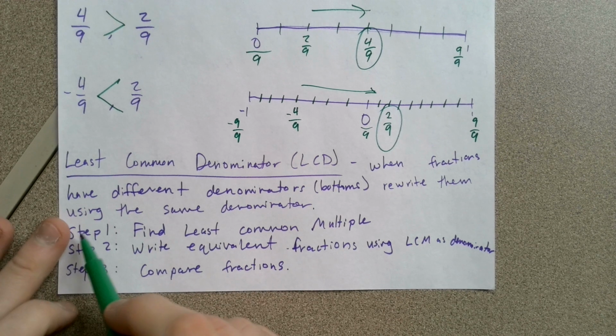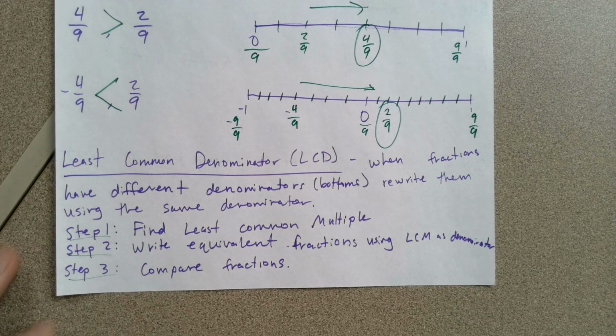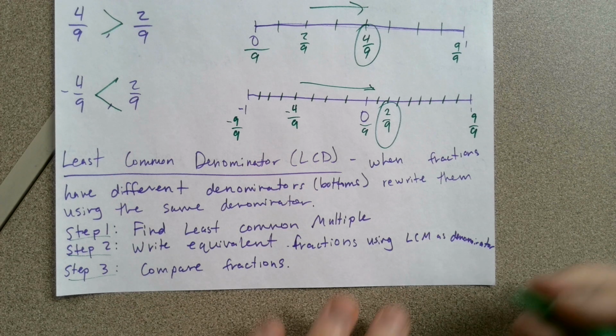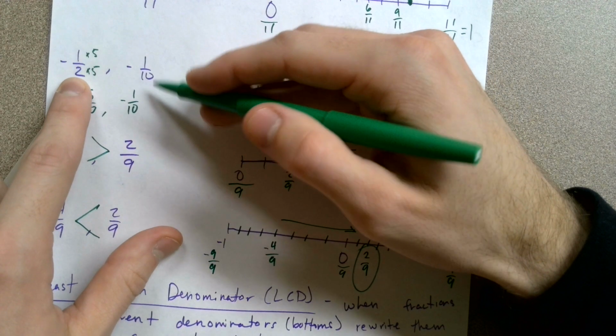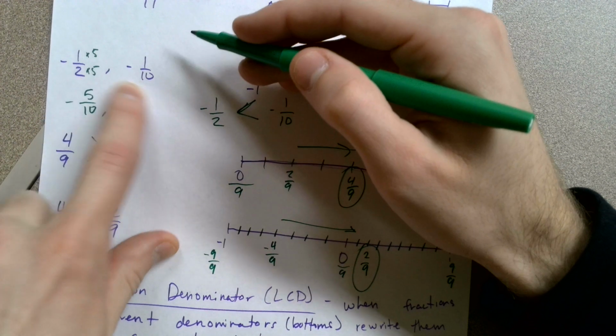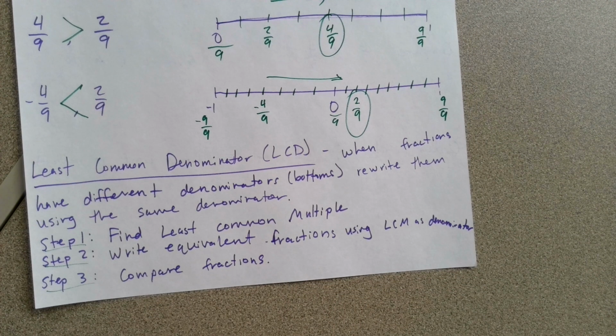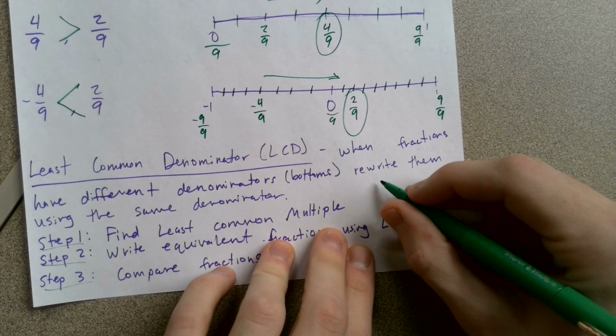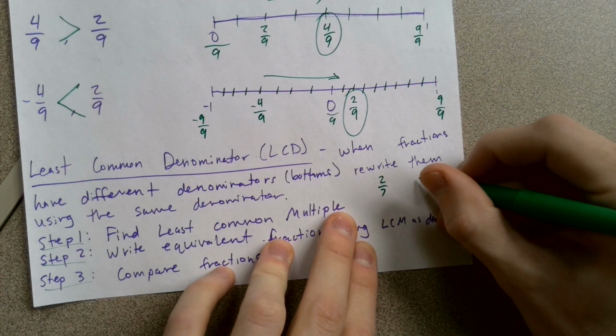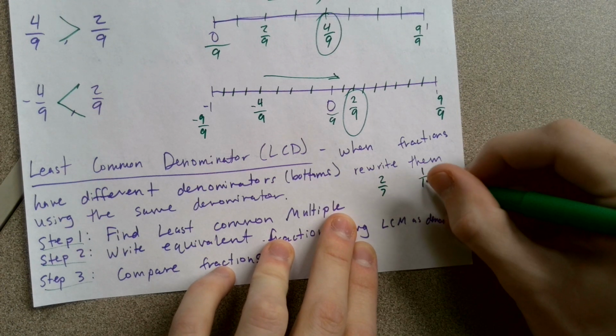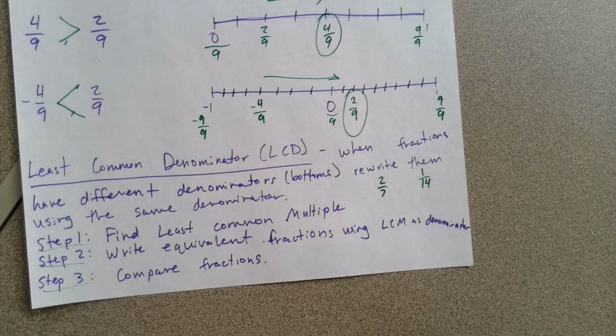I got our 3 steps right here. Step 1, step 2, step 3 to solving our least common denominator. Basically, this is when fractions have different bottoms. An example of this is right here. We had a 2 on bottom and a 10 on bottom. They're harder to compare. When fractions have different denominators, we like to rewrite them using the same denominators. So if we had, let's say, 2/7 and 1/14, we would want to compare those using the same denominator. It makes it easier to tell.